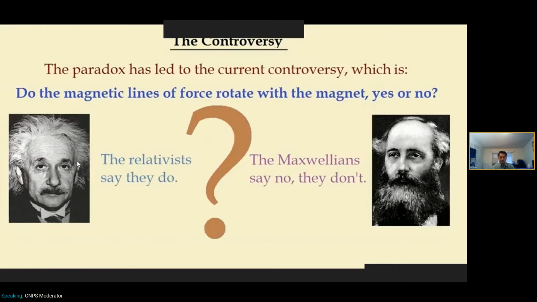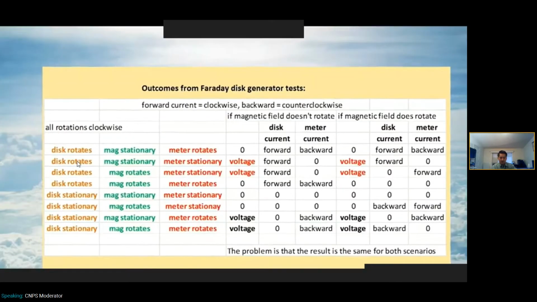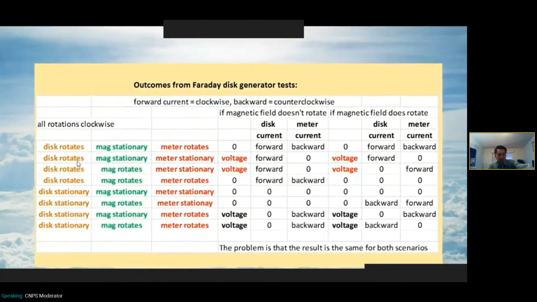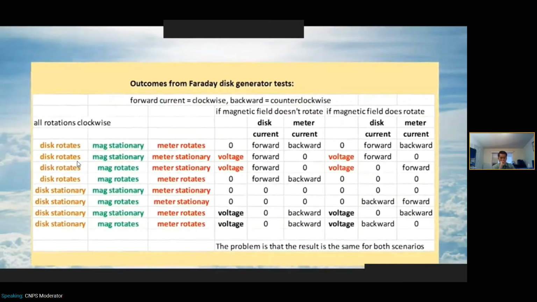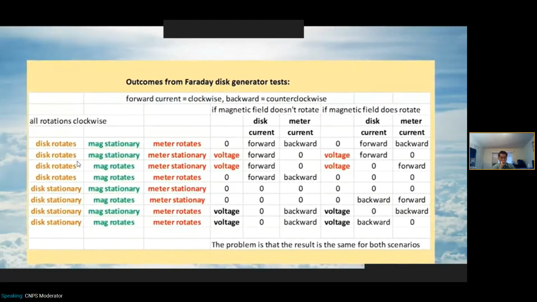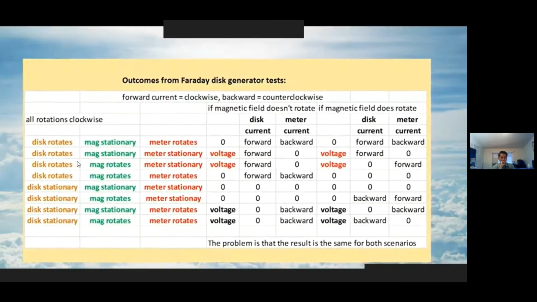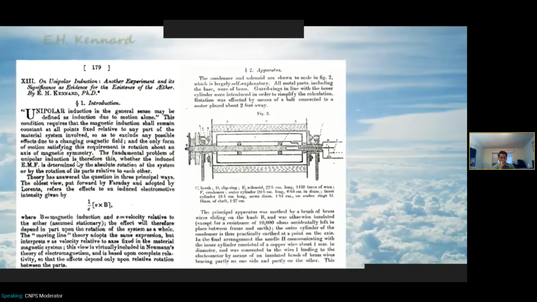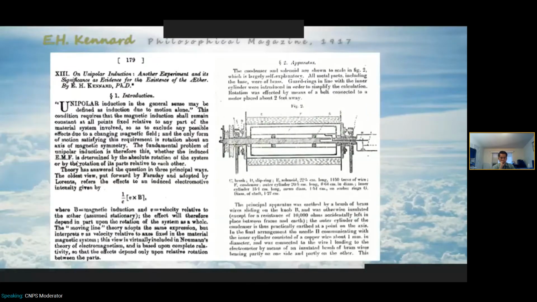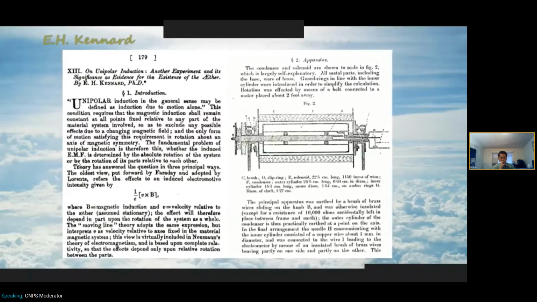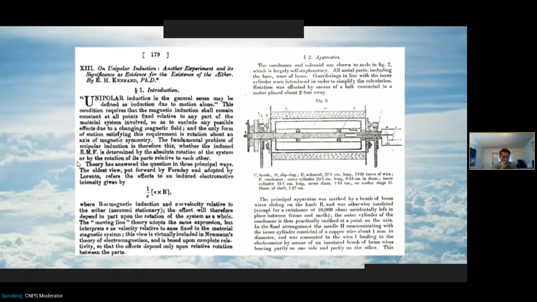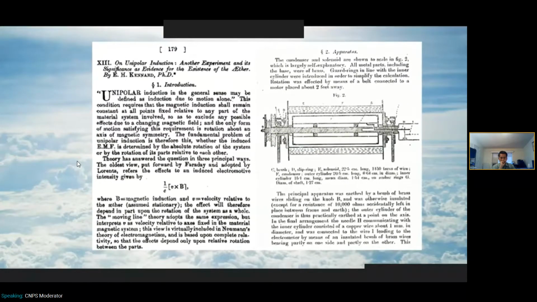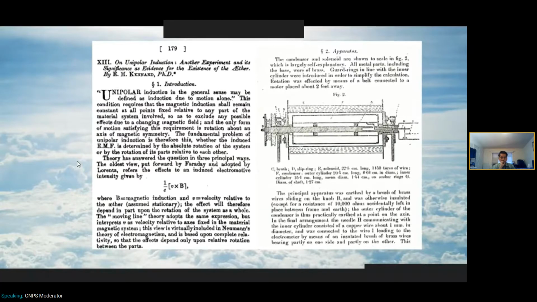The problem with the generator as currently designed is that for the 8 possible tests that we can perform, the outcomes will be identical if the magnetic field rotates or not. So we can't solve the dilemma using closed circuits. One of the first open circuit approaches was performed by Dr. E.H. Kennard during World War I. Kennard had had a long debate with Samuel Barnett of the Barnett effect regarding the correct explanation of the Faraday generator. Kennard's paper, published in the Philosophical Magazine in 1917, eliminated the rotating disk and replaced it instead with a rotating capacitor.